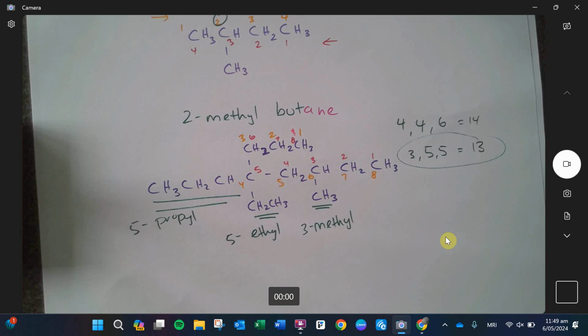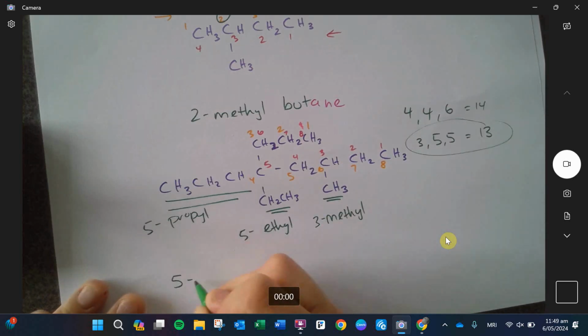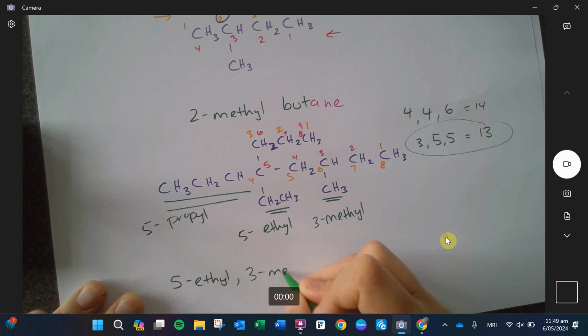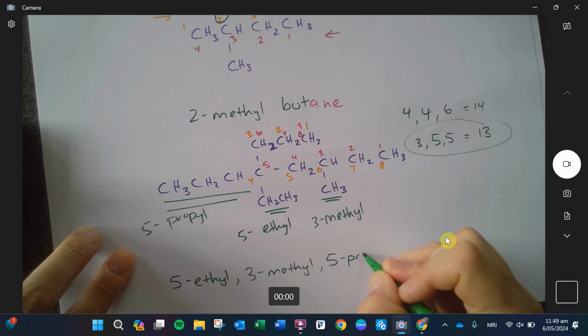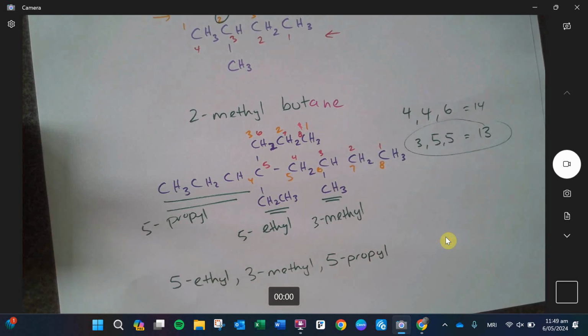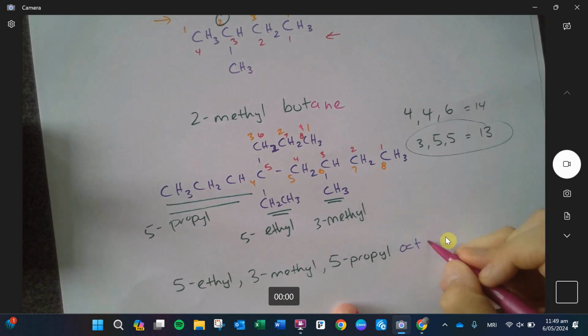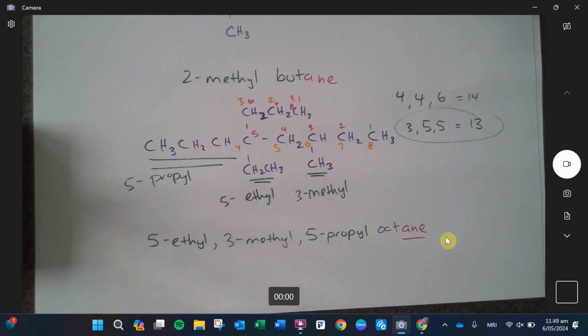So when I go now to put this all together, I'm going to put this together in alphabetical order. So E is the first letter out of those 3. So we call it 5-ethyl, comma, and then M or P, M's next. So 3-methyl, comma, and then last one, 5-propyl. And then parent chain is oct, and then ane, because we're dealing with an alkane. That's how you name that bad boy.